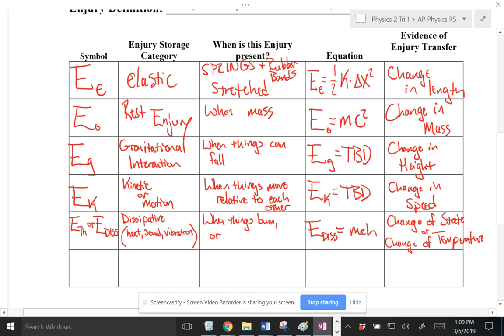And again, that ties into the laws of thermodynamics. We'll get there eventually. E_0, E_g, E_k, E_th, E_dis. As we need other forms, we can add them to this chart, although apparently as we need other forms, we can add it to this chart because we're at the bottom.